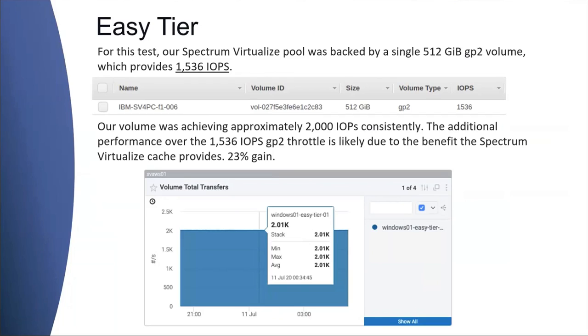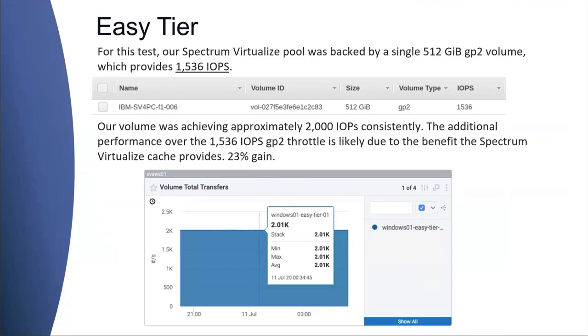This was actually kind of cool. So you can see we did our workload, measuring it. We talked about measuring. So our volume's actually achieving over 2,000 IOPS consistently, whereas the GP2 volume only can give us 1,500. This is the SVC, or the Spectrum Virtualize cache enhancement. So you're actually getting 23% more IOPS on a GP2 volume than you normally would, simply by the cache in the Storwize footprint. So that's already a 23% gain, and we haven't even tiered a thing yet.